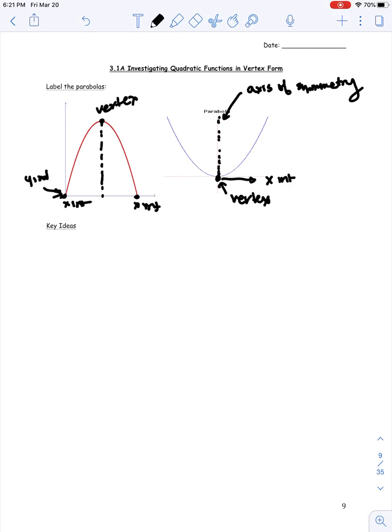Also, for our vertex, the y-coordinate will tell us if it's a max or a min. If it's the highest point on your graph, this one is called a maximum graph. And this one, since the vertex is the lowest part of the graph, is called a minimum graph. Now this one is downward facing, and this blue one is upward facing.